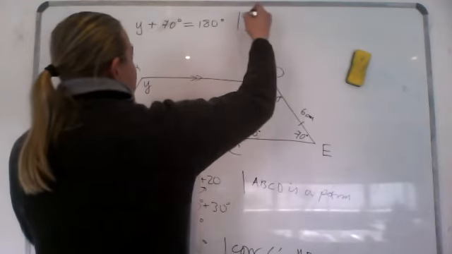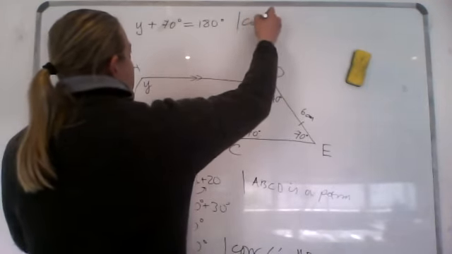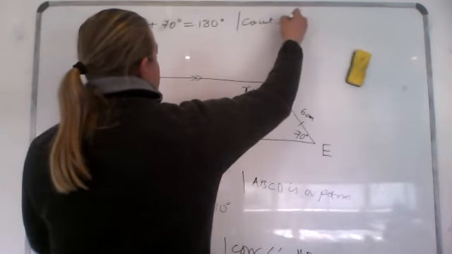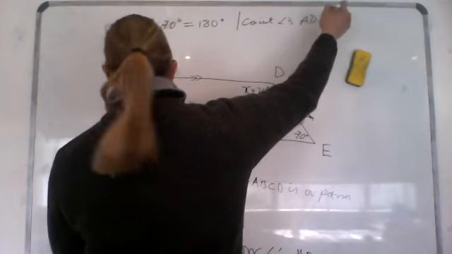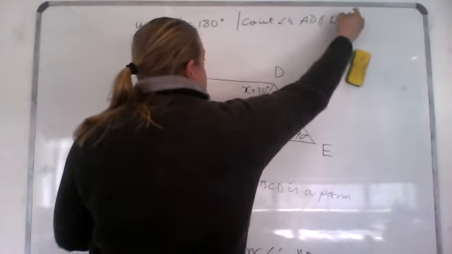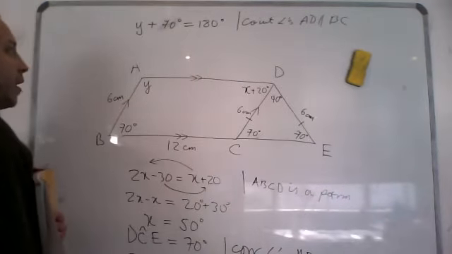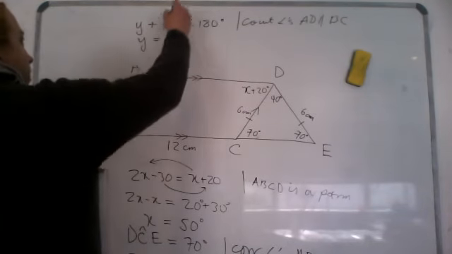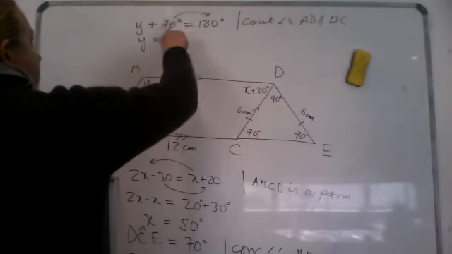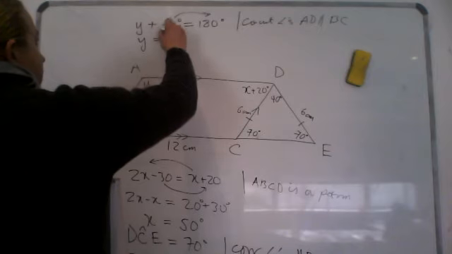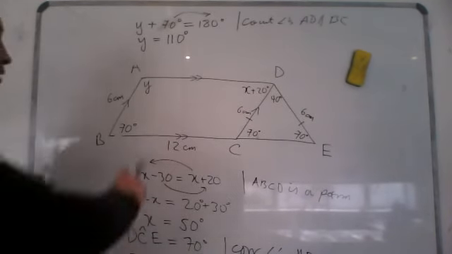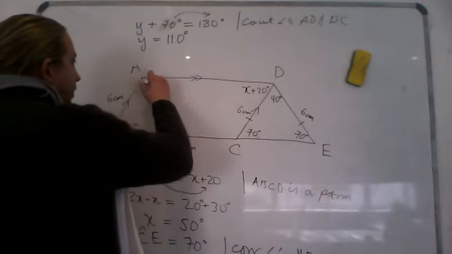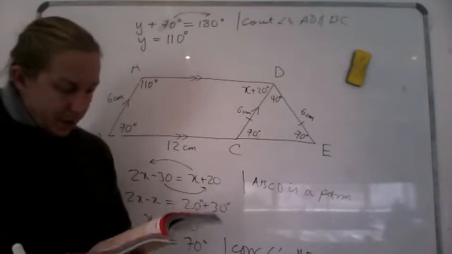Reason, what is the reason? Co-interior angles. Which lines are parallel? AD parallel to BC. Okay. Therefore, Y equals, take that to the other side, 180 minus 70 is going to be 110 degrees. Okay, so that is the value of Y, 110 degrees over there.